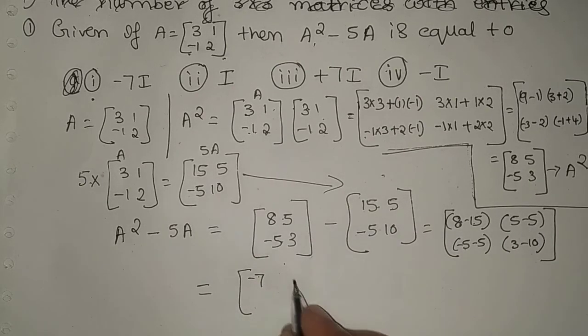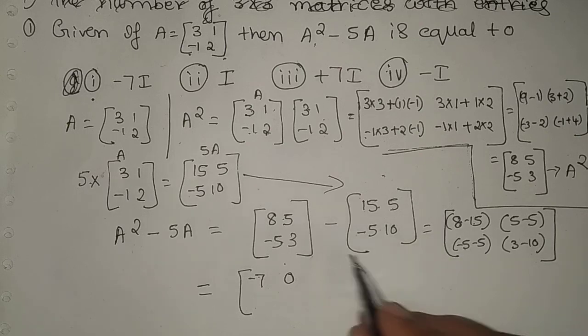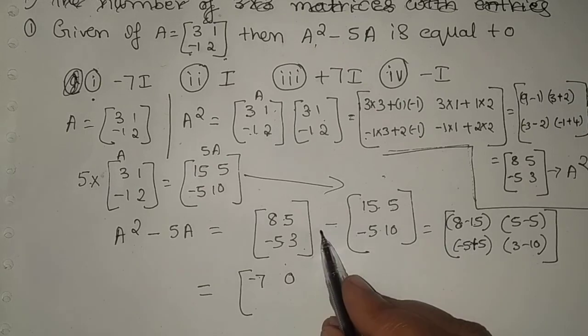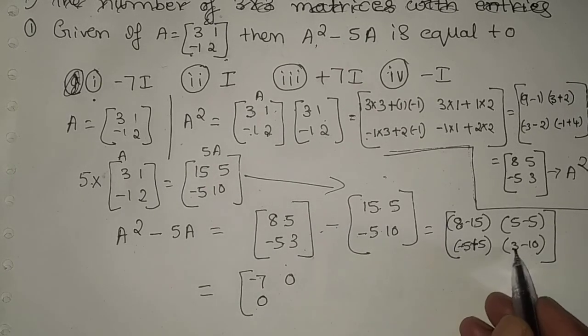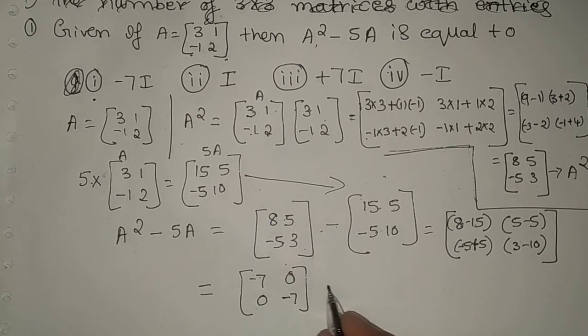So 5 minus 5 is 0. There's minus 5 minus minus 5, so the minus becomes plus, and therefore this is also 0. Then 3 minus 10 is minus 7. So this is the answer we are getting.